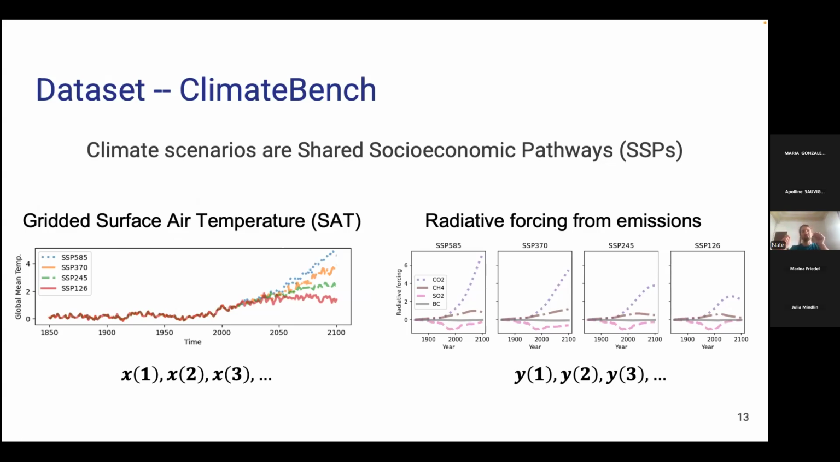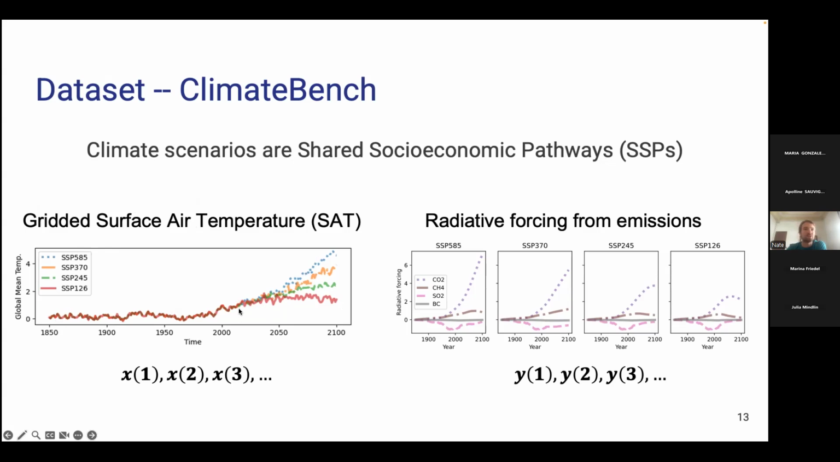where each pixel represents a surface air temperature at a location. And you have these gridded surface air temperatures for different climate scenarios or shared socioeconomic pathways, meaning under different emissions conditions. So SSP 126 is the lowest emissions scenario. And if you look at the temperature over time, you see that the global mean surface air temperature doesn't increase too much in the later years.